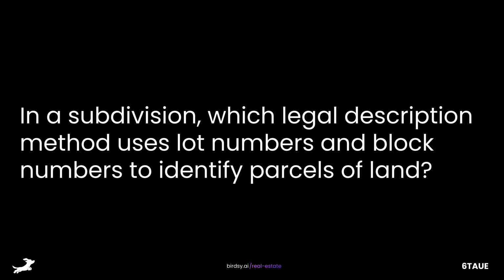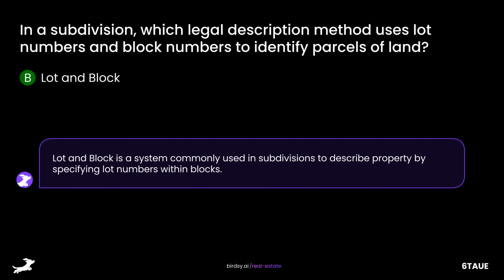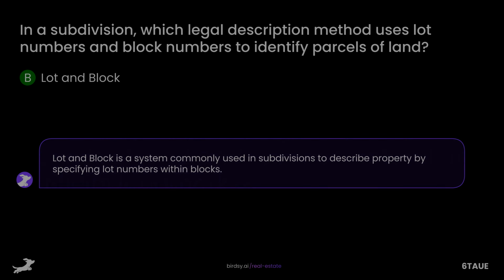uses lot numbers and block numbers to identify parcels of land? Is it A, meets and bounds, B, lot and block, C, rectangular survey system, or D, public land survey system? The answer is B, lot and block. Lot and block is a system commonly used in subdivisions to describe property by specifying lot numbers within blocks.